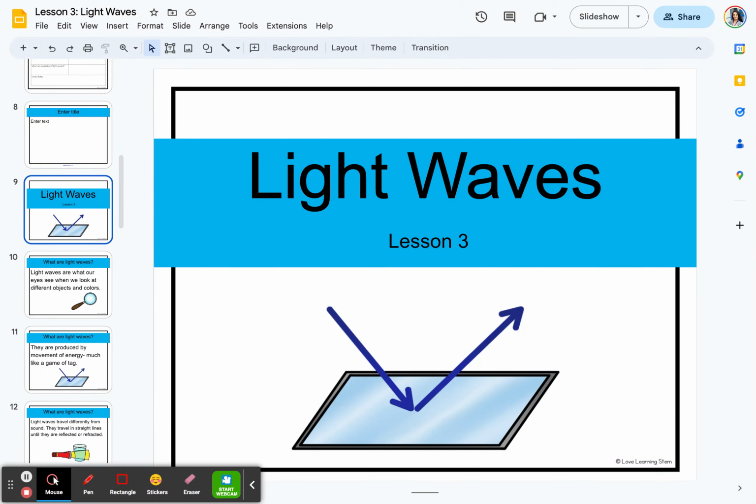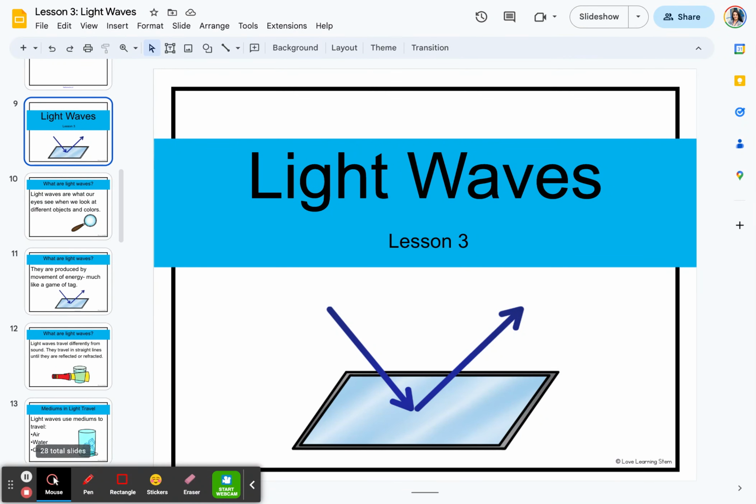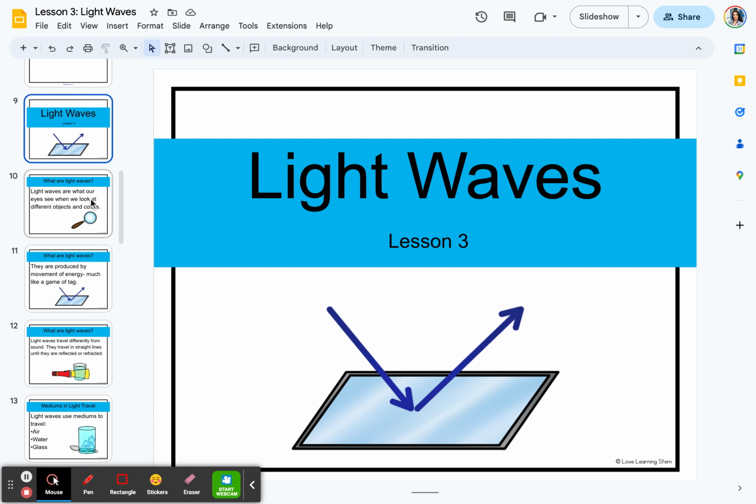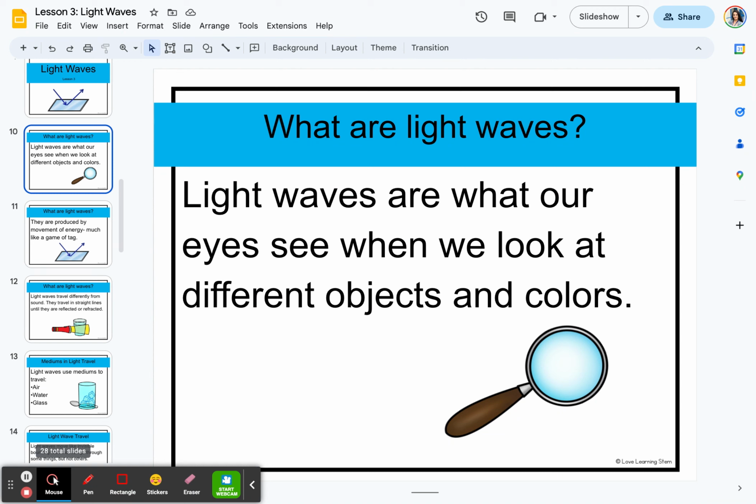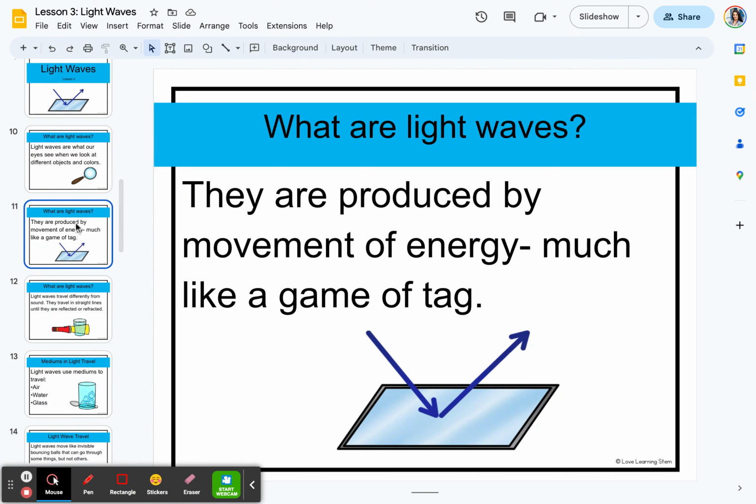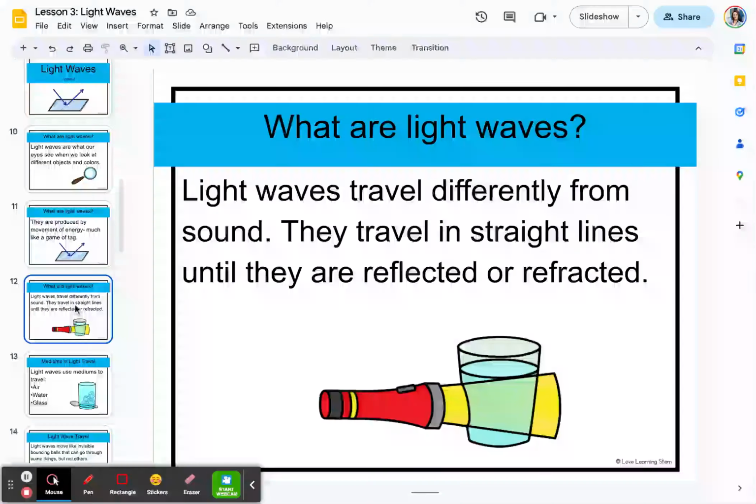Okay, so in this lesson, you will be learning about light waves. You did a little bit of learning on sound waves, and now we're going to be reviewing light. What exactly are they? Light waves are what our eyes see when we look at different objects and colors. They are produced by movement of energy, much like a game of tag. And they do, in fact, move and travel differently from sound waves.